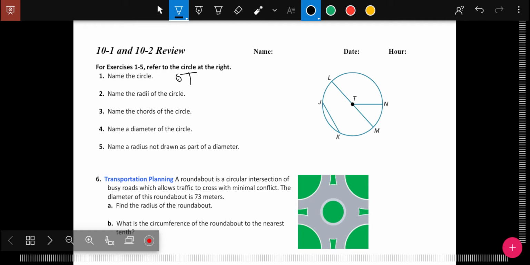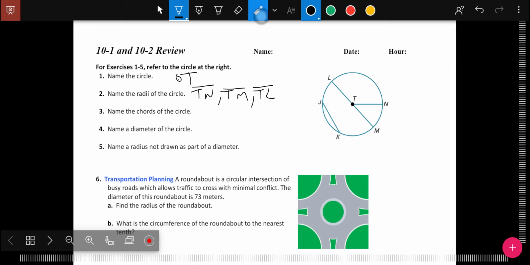Name all the radii. Radii is plural for radius. And so from T to N is a radius. It's from T to M and from T to L. So those are all different radii. And so I'll put TN or segment TN, segment TM, and TL.